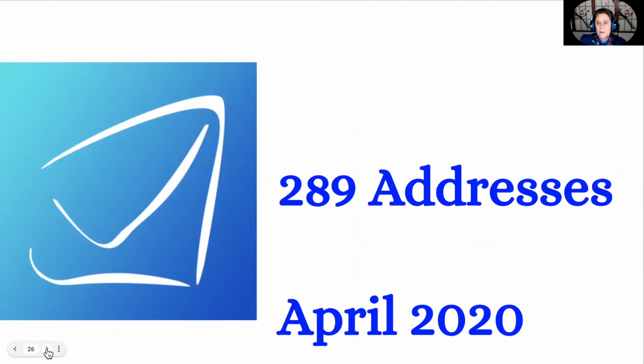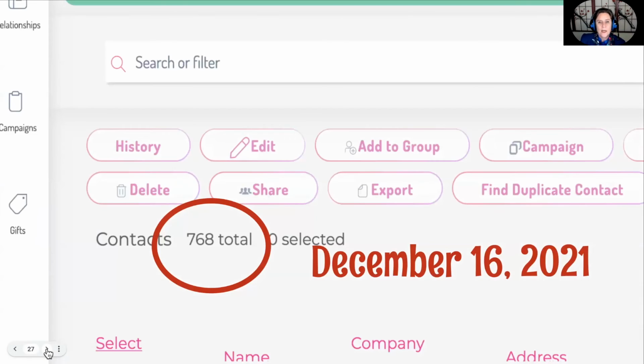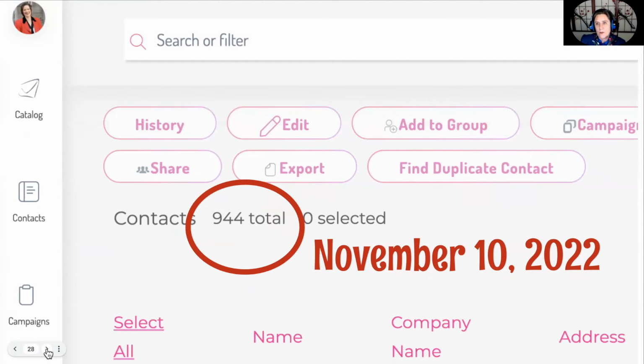To show proof of concept, I went ahead and I started off with 289 addresses in April of 2020. I had a whole cohort of 28 people that I was running through this process. By December 16th of 2021, I was already up to 768 people and addresses. And then by November 10th of this year, I'm already at 944. I've since received 18 new ones. So I'm getting real close to pushing the 1,000 mark.